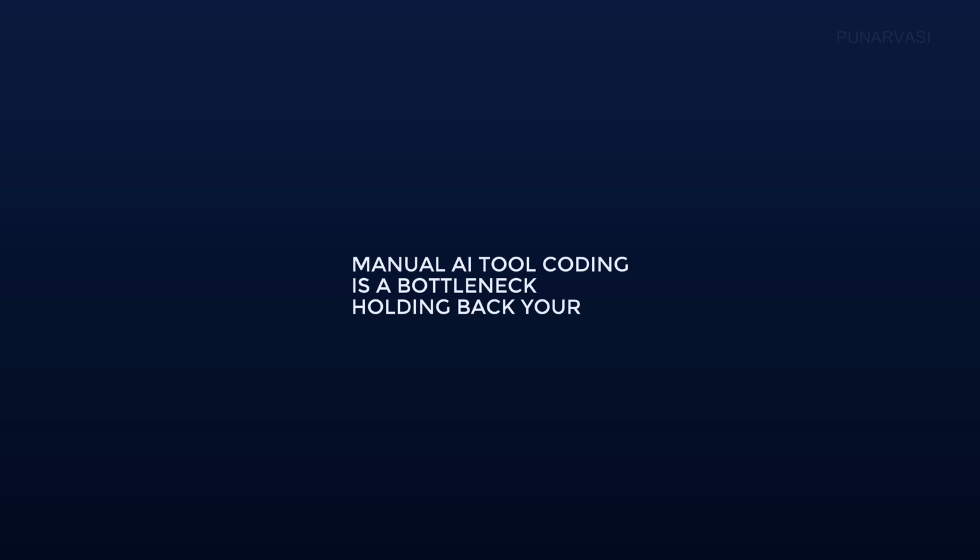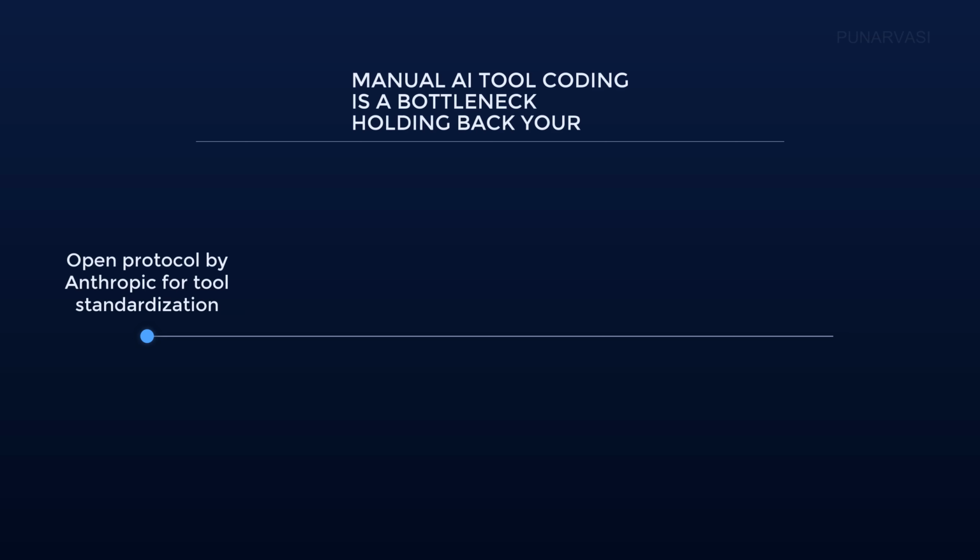Manual AI tool coding is a bottleneck holding back your agents. But what if you could equip any agent with thousands of ready-made skills on the fly? This is the power of MCP, a universal plug-and-play standard. Think of it as the USB-C port for AI capabilities. You connect your model to a vast, standardized library of tools and data sources instantly, eliminating the need to ever manually code another integration.